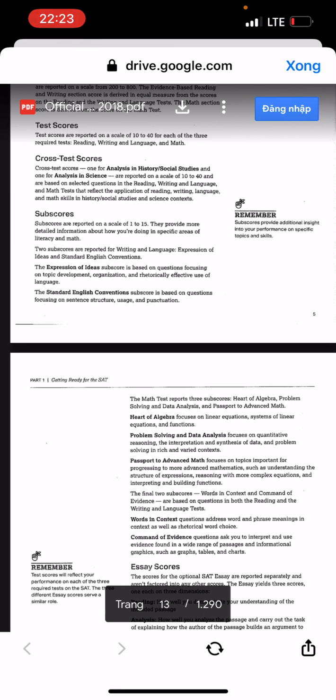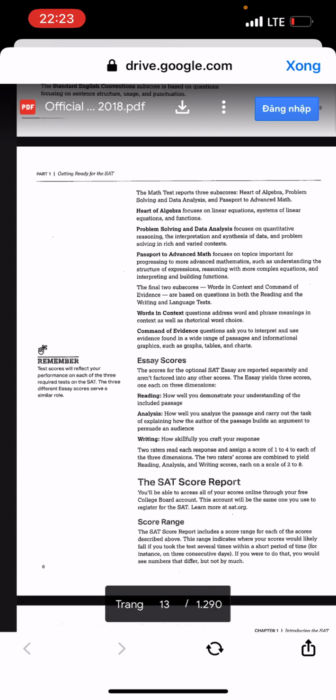Cross-test scores, one for analysis in history and social studies, and one for analysis in science, are reported on a scale of 10 to 40. They are based on selected questions in the reading, writing and language, and math tests that reflect the application of reading, writing, language, and math skills in history, social studies, and science contexts.